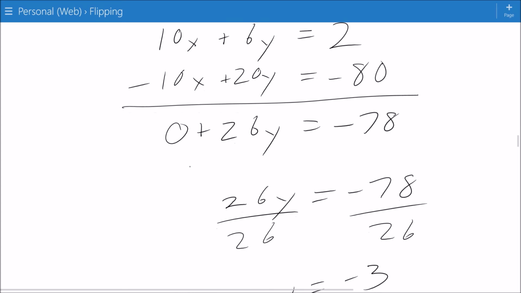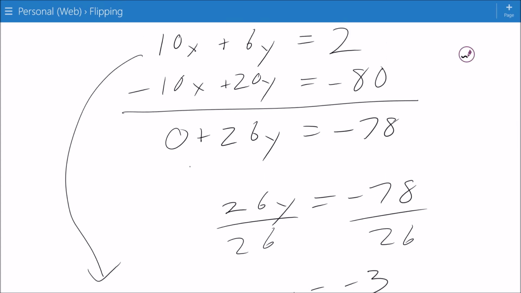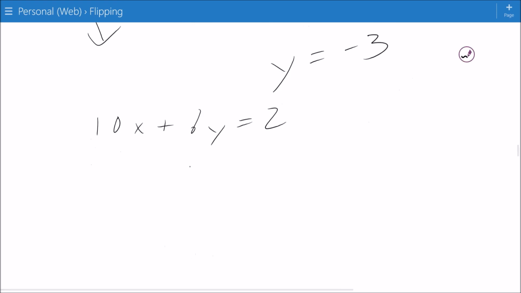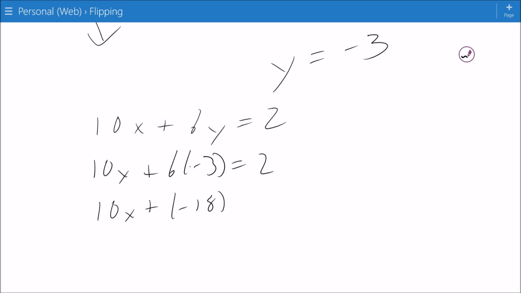Go back up here. I like this equation a little bit better. 10x plus 6y equals 2. Plug in for y, 10x plus 6 times negative 3 equals 2. This becomes 10x plus negative 18 equals 2. Add 18 to both sides. 10x equals 20.